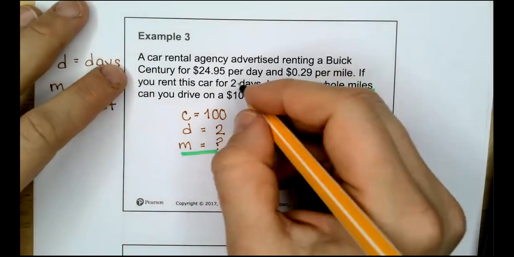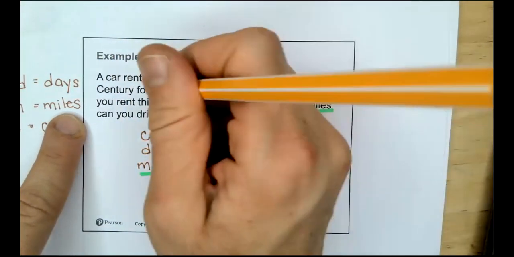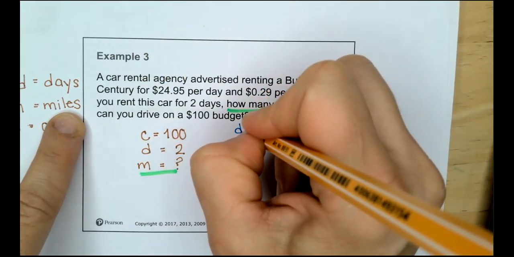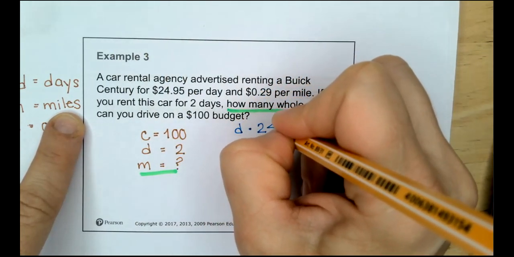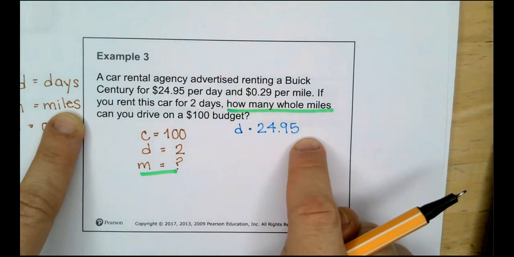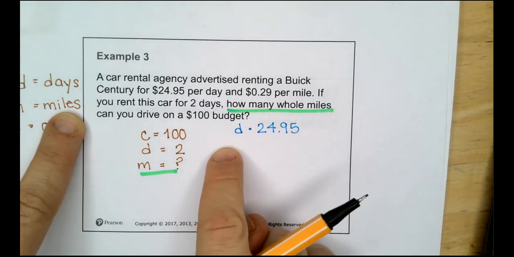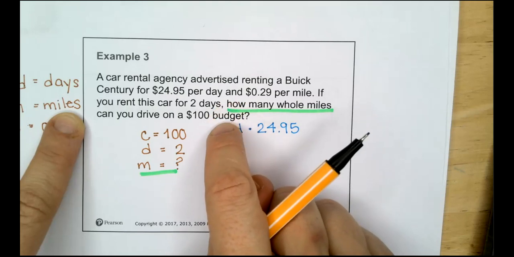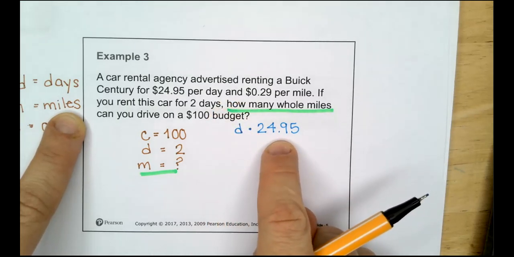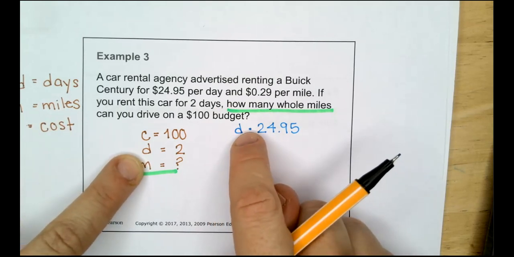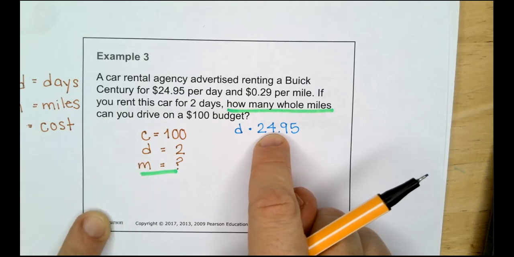So you can rent the car for $24.95 a day. So the day times $24.95, right? Because if I have it for 1 day, it'll cost $24.95. If I have it for 2 days, it'll cost $49.90, right? If I have it for 3 days, we're just multiplying the number of days I have it by the number $24.95. That's where I got that, okay? So part of the equation is the number of days you have it multiplied by the cost per day.